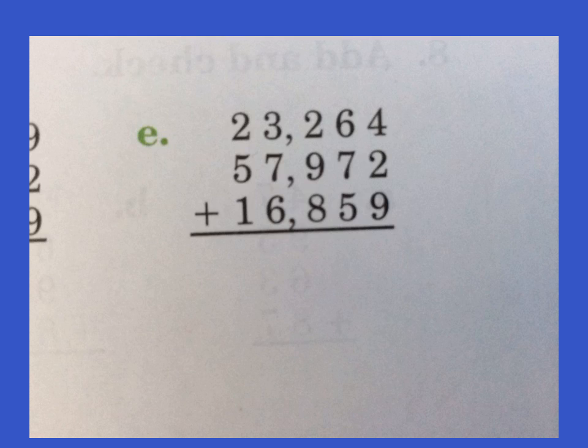4 plus 2 is 6, plus 9 is 15. Carry the 1. 1 plus 6 is 7, plus 7 more is 14, plus 5 is 19. Carry the 1. 1 plus 2 is 3, plus 9 is 12, plus 8 is 20. Carry the 2. 2 plus 3 is 5, plus 7 is 12, plus 6 is 18. Carry the 1. 1 plus 2 is 3, plus 5 is 8, plus 1 is 9.